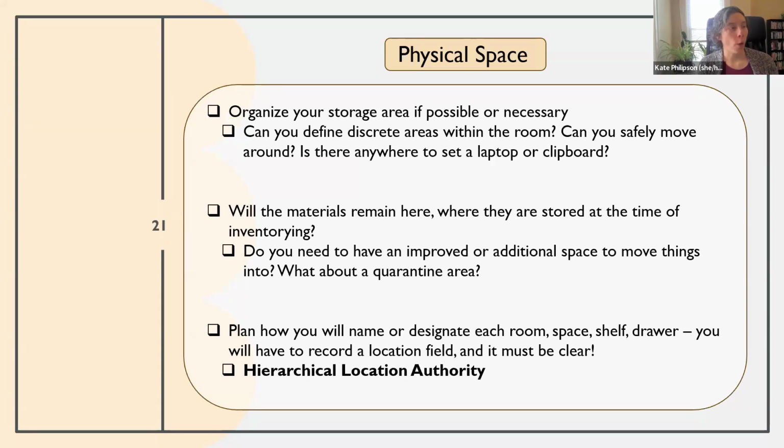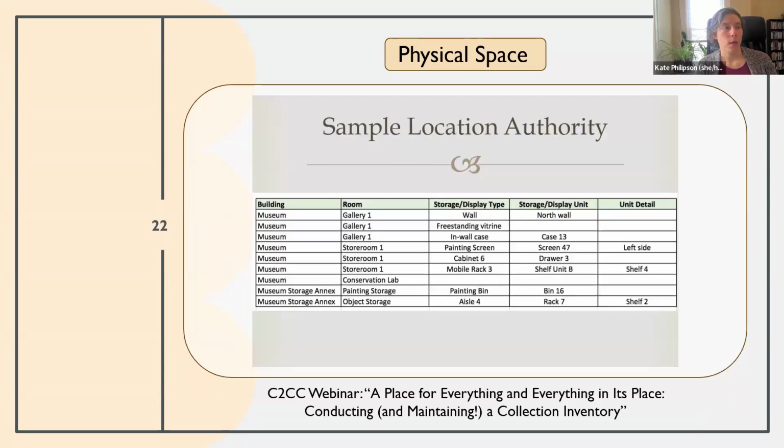Consider also planning in advance how you name or designate each space. We're talking about room, shelf or drawer, just recording a location field for each collection that you include in your inventory should be really defined. So I love this idea of a hierarchical location authority, and we'll just take a quick look at something like what this could look like.